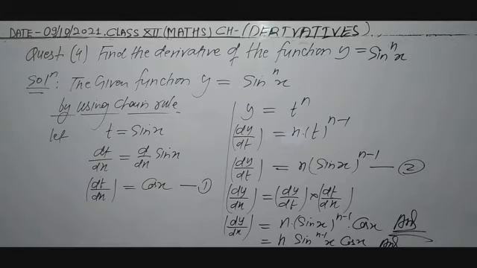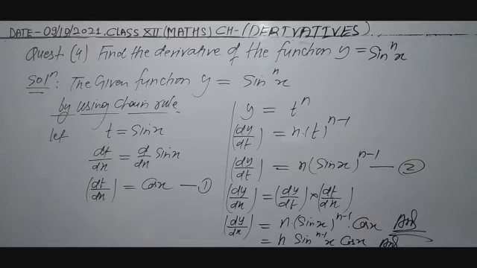So you can simplify this question easily by using the chain rule. Again in this question you first consider sin x is equal to t, because then the format will be y is equal to t to the power n, so you can differentiate easily. Therefore we have considered t is equal to sin of x.